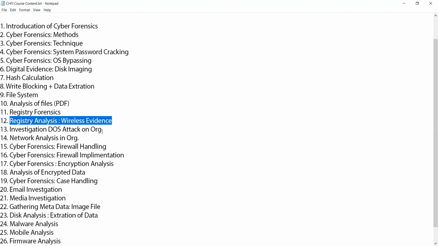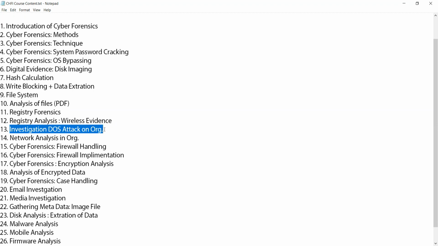Okay, the next thing is the investigation of DOS attacks on organizations. Guys, this is a type of attack related to web attacks. There is one module available in your CHFI training, that is web attack. In the web attack module, we will discuss DOS attack, which is a very popular type of attack. And this attack is done by cyber criminals over organizations many times, and organizations face a lot of problems once the cyber criminal performs DOS as well as DDoS attacks.